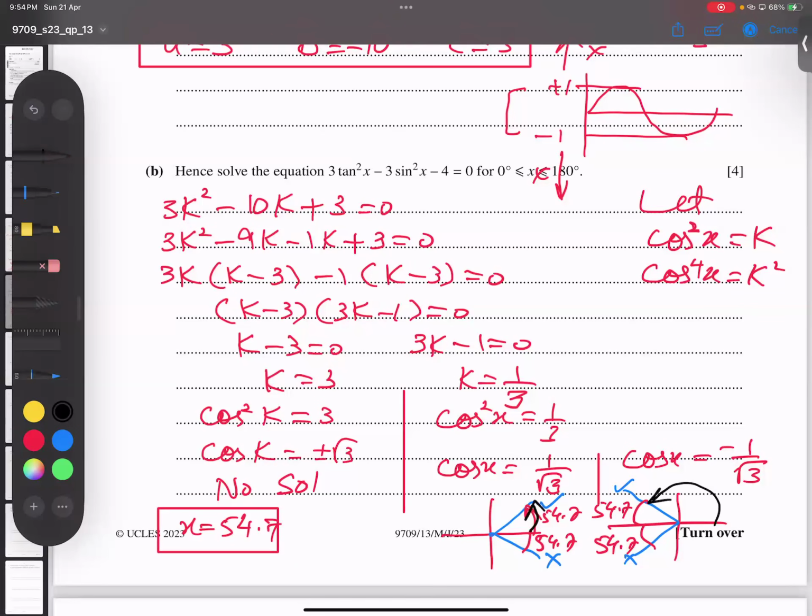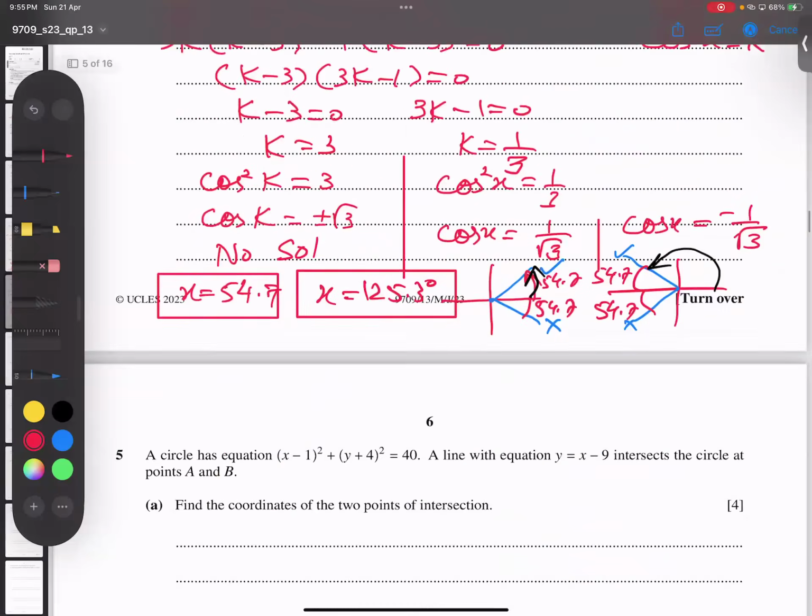And this is 2 answers we have. So what is this? 180 minus that. If I subtract 180 minus that, it comes to 125.3 degrees. And I believe you got the point. And let's go for the next question.